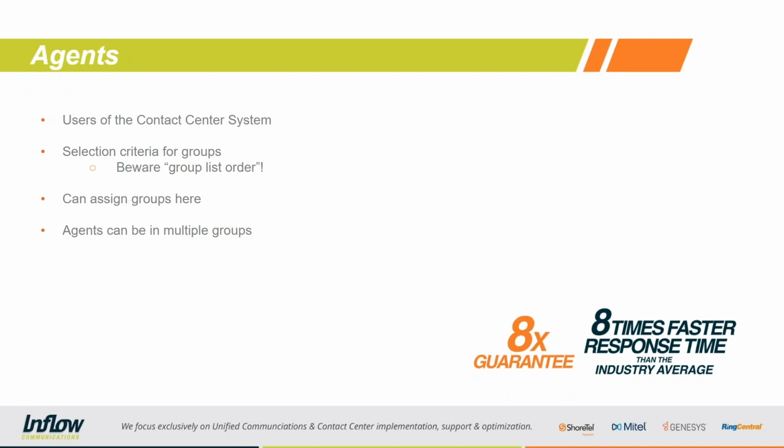And finally, you have agents. The agents are the users of the contact center system. In the agent page, which I will show you here, you can set up your selection criteria for groups. And you'll see I have a sub bullet here that says beware group list order. There's a real good reason for that, which we're about to get into, but it will actually change how your agents are able to handle calls in a way that typically is not good for a call center environment. And so we're going to go over that here in just a moment.